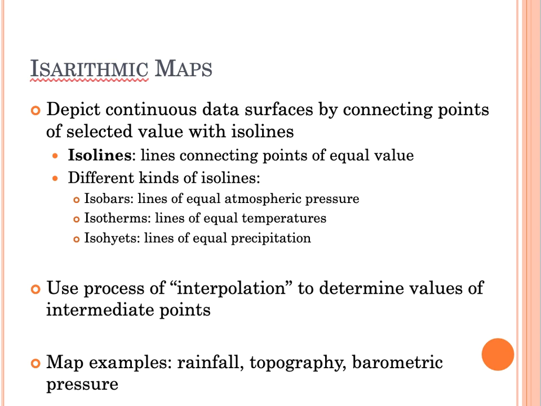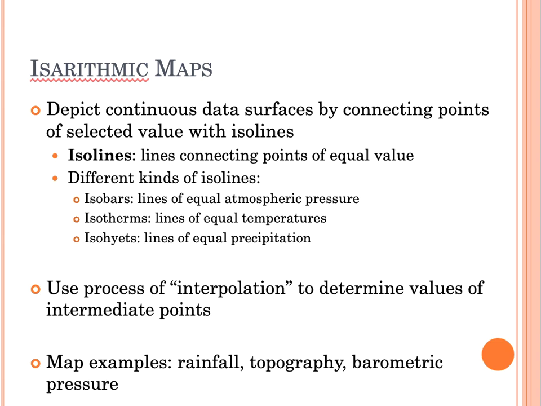The next type of maps are isarithmic maps, and these depict continuous data surfaces by connecting points of selected value with isolines. Isolines are lines connecting points of equal value. There are different kinds of isolines. There are isobars, which show us lines of equal atmospheric pressure, isotherms, which show us lines of equal temperature, and isohyets, lines of equal precipitation. This uses a process of interpolation to determine values of intermediate points.